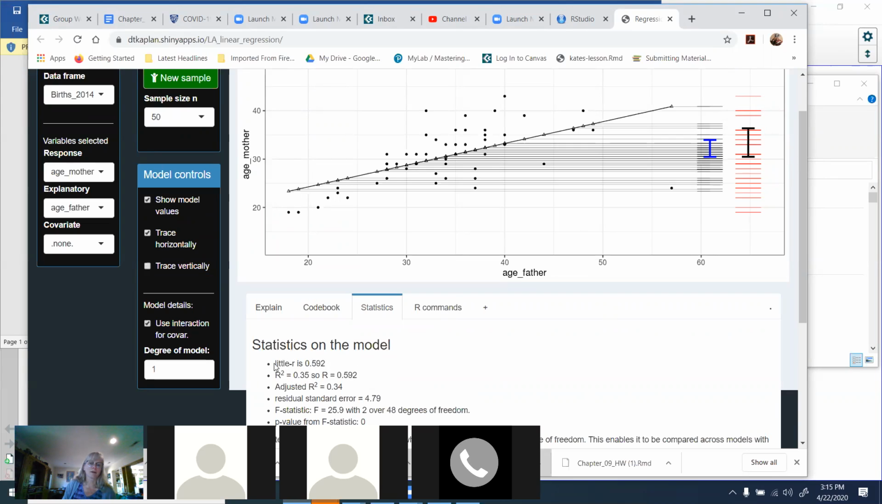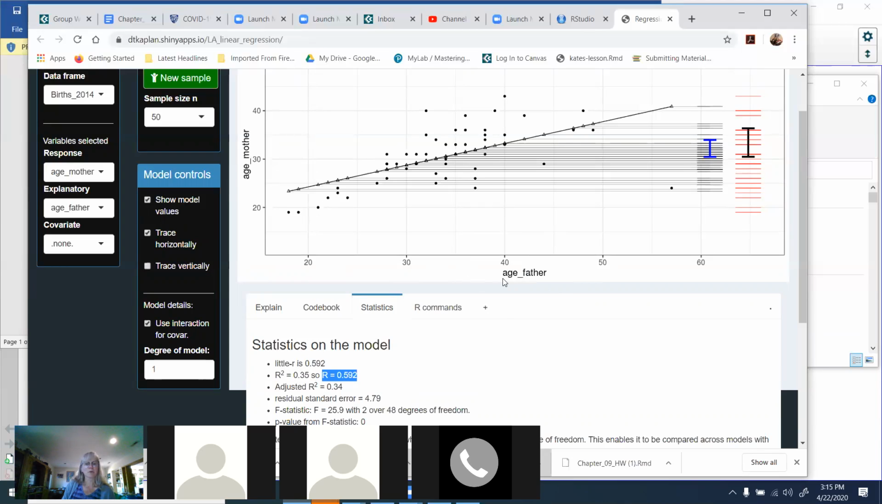We're going to talk about this little r in a little bit, but it's the big R that I care more about. That big R is that ratio here, and if you square it, you get big R squared, the coefficient of determination value. And what this means in this case is that 35% of the variability in mothers' ages is explained by the model, which in this case just involves fathers' ages.